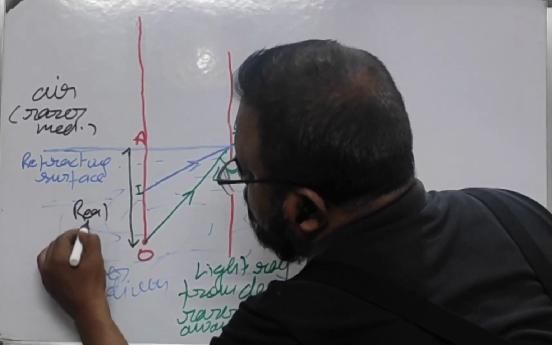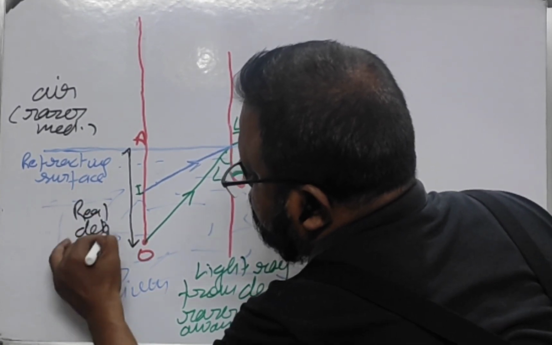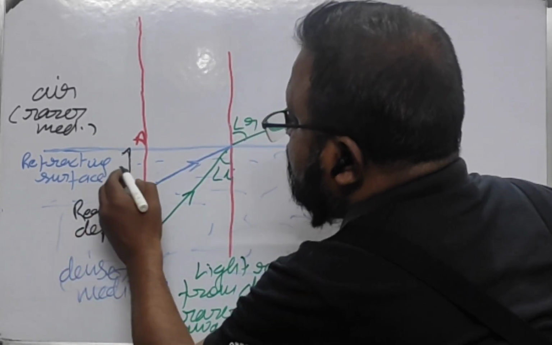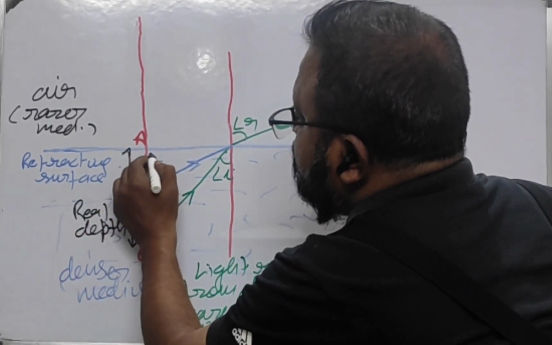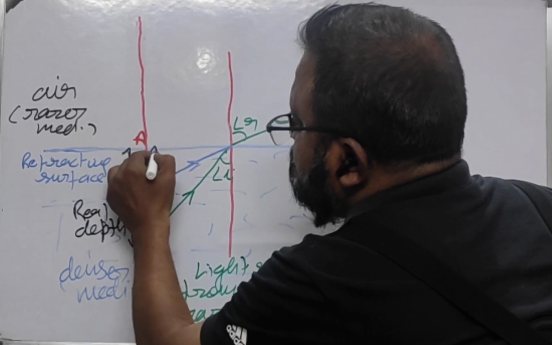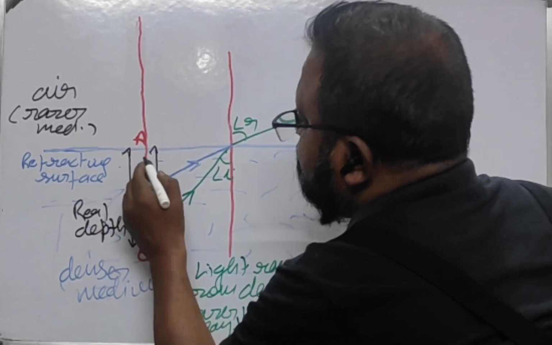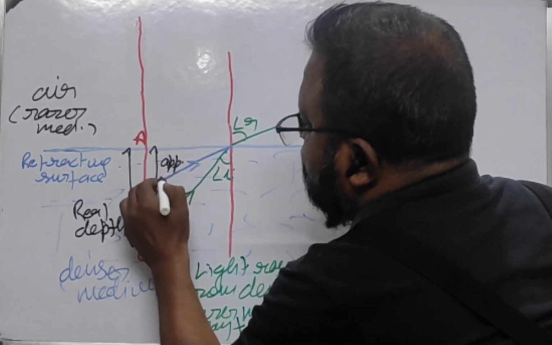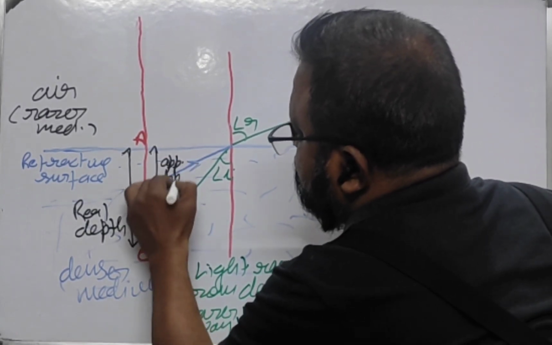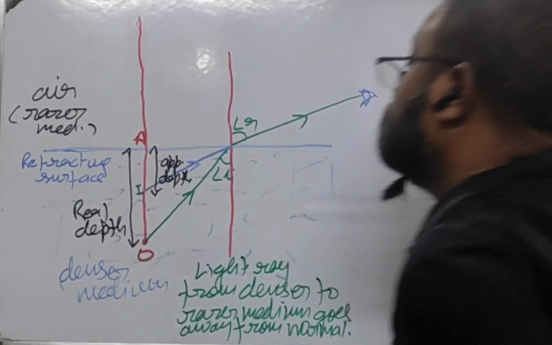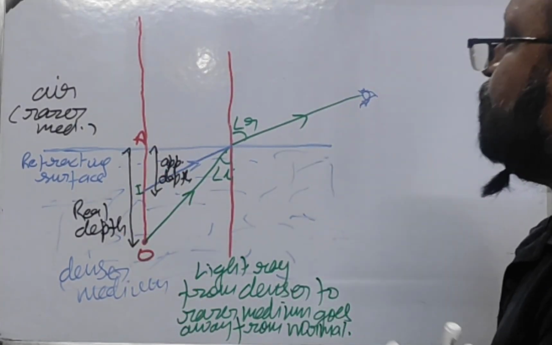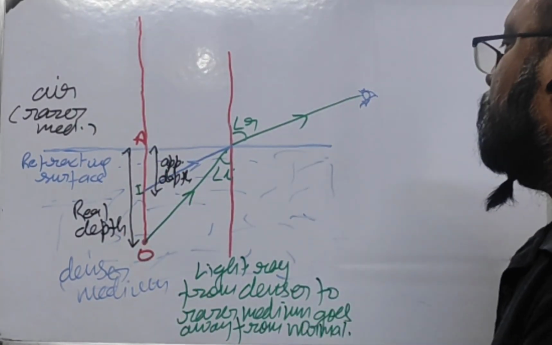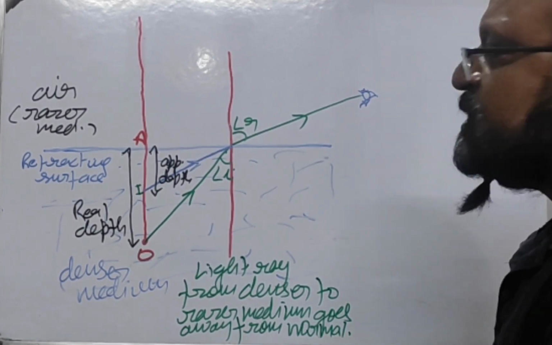This is called real depth, and this is known as apparent depth. Apparent means seems to be.